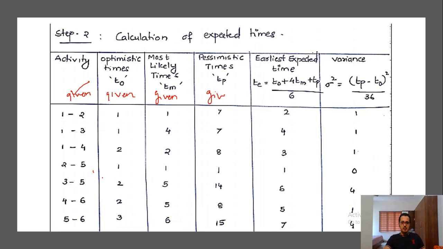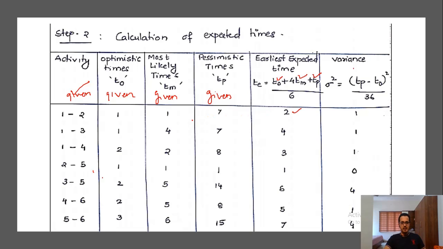And pessimistic time is also given. So the only two things that we need to calculate here are expected time TE and variance sigma square. The formula for calculating expected time is (TO + 4TM + TP) / 6. All three values, TO, TM and TP, are already given in the question. You just substitute the values and get the value 2.